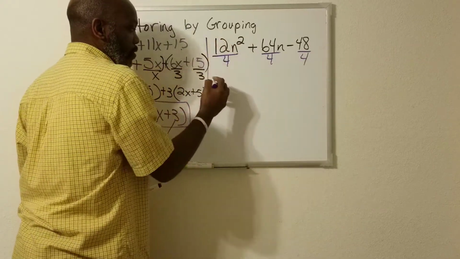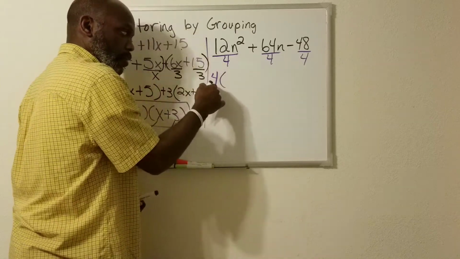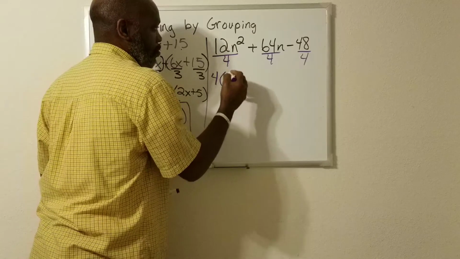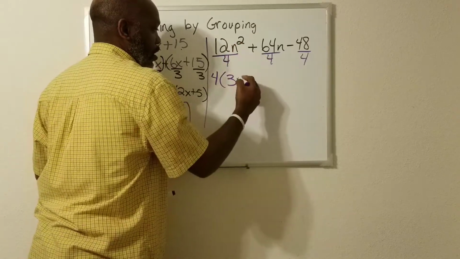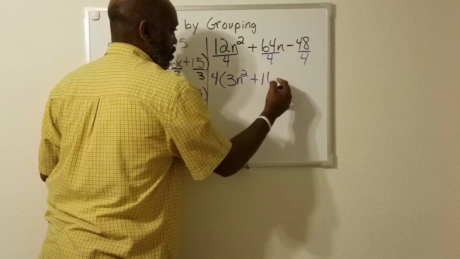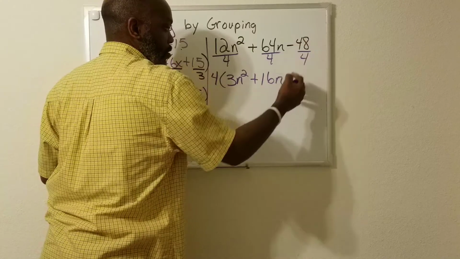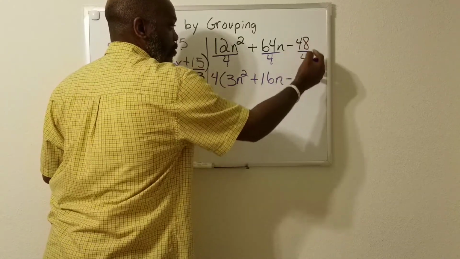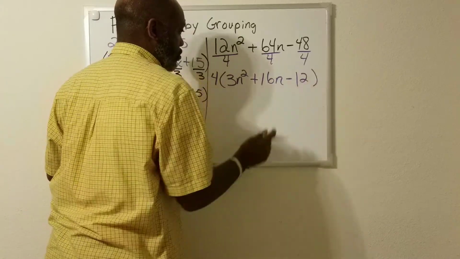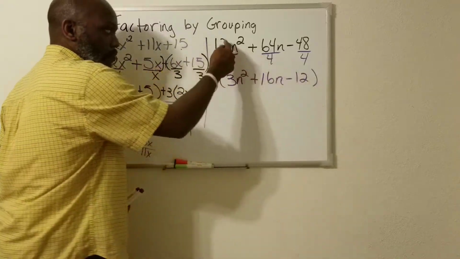First of all, we take out the 4. We can't forget about it; that's going to be part of our answer. 12 divided by 4 is 3, and then bring down the n squared. 64 divided by 4 is 16, so you get 16n. And then negative 48 divided by 4 is going to give us negative 12.